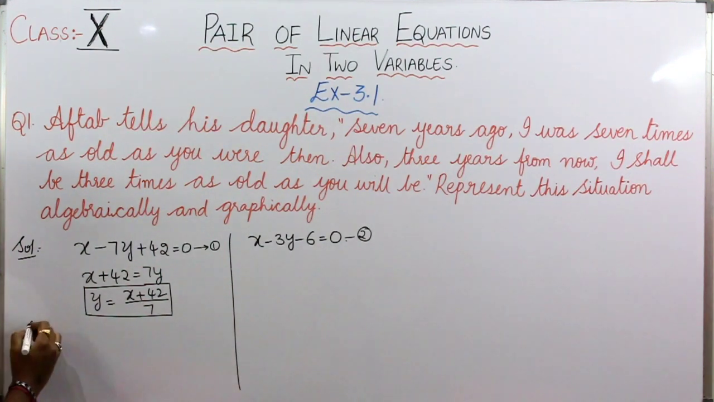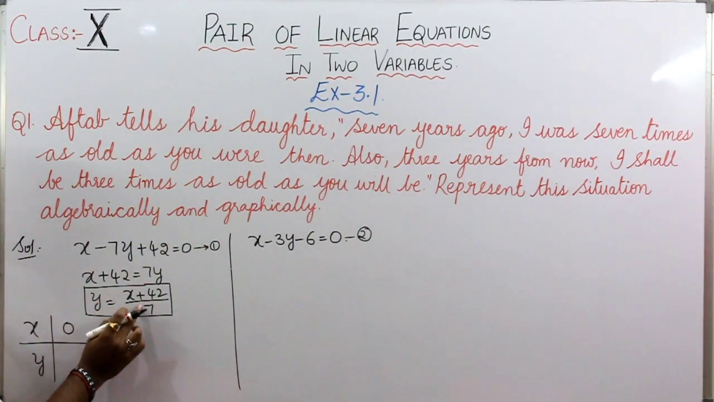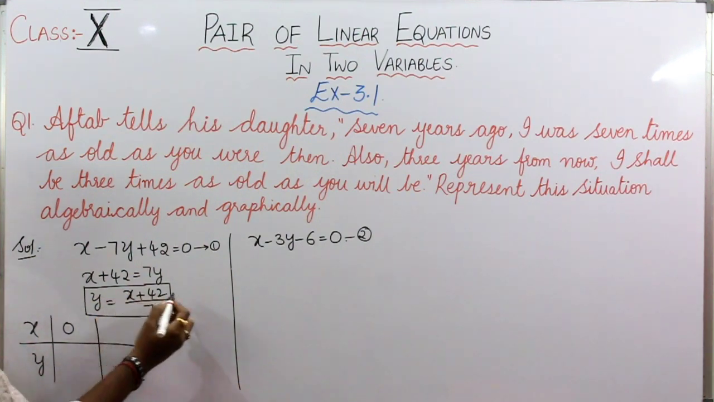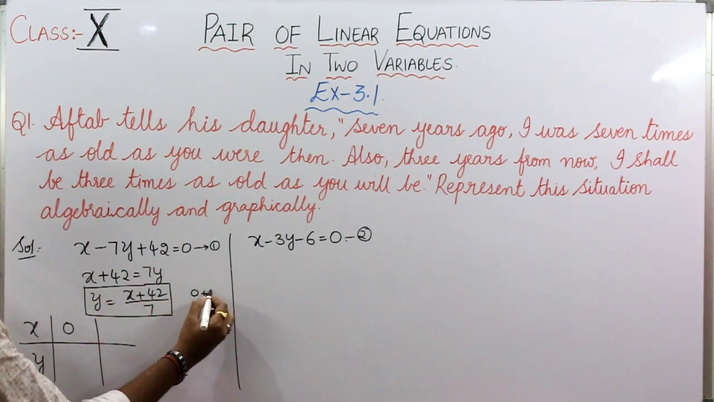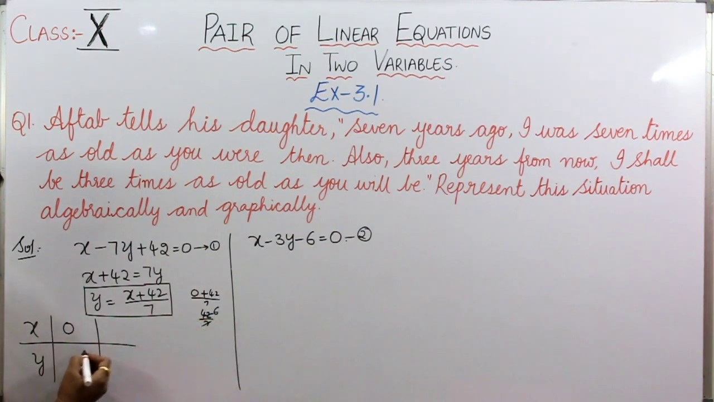Now let us consider x values as well as y values. If I consider x value as 0 and substitute, what do I get? A y value. If I take x as 0, 0 plus 42 by 7, that is 42 by 7, 7 sixes are 42. So 0 comma 6 we got. Now if I take x value as 7 now.